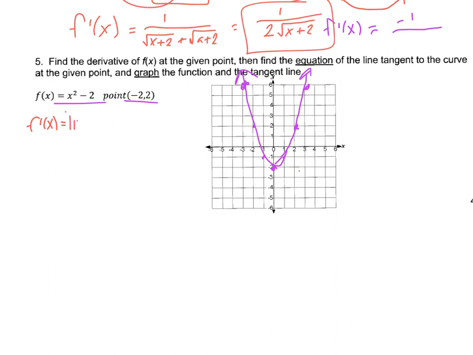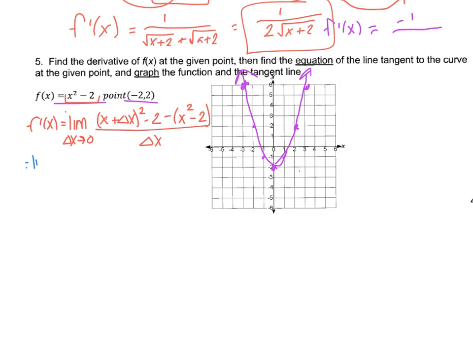So we need the limit as delta x approaches 0 of f of x plus delta x. So that's going to be, instead of x squared minus 2, it's x plus delta x squared minus 2 minus delta x itself, which is minus x squared minus 2, all over delta x. So we have some simplifying to do. I'm going to actually expand this and distribute this negative, and we'll see some convenient cancellations take place.